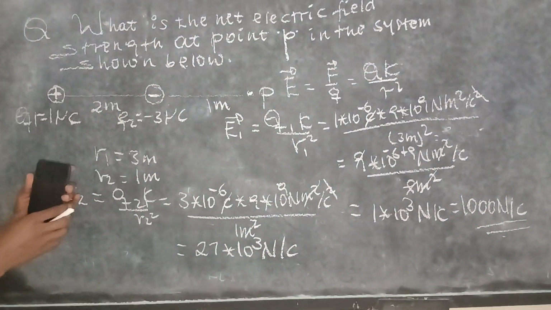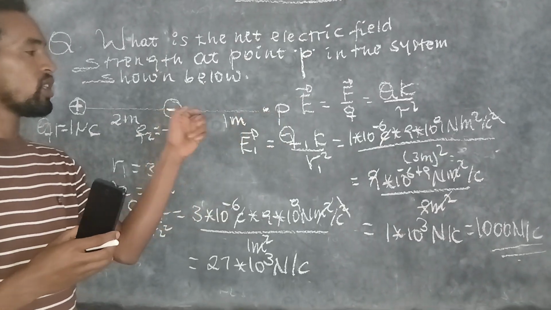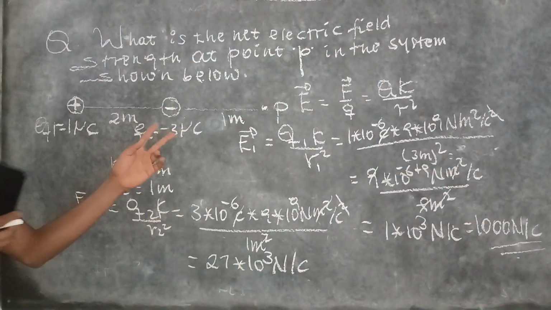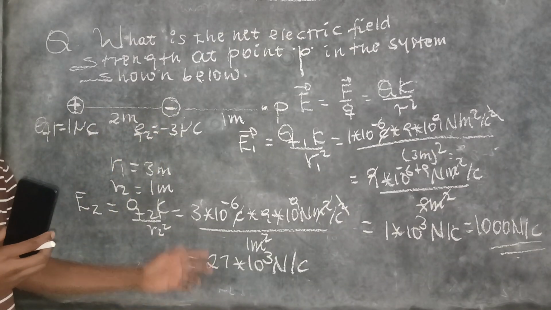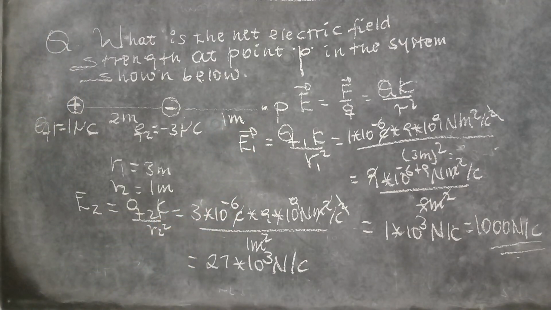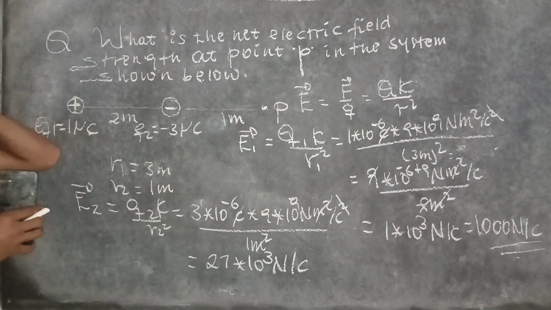You see, the nearer the point is to the charge, the higher the electric field. The electric field will be very great. Again, as the magnitude of the charge increases, the electric field will be greater, whether it is a repulsive or attractive electric field. Now we have the electric field due to charge 2 and charge 1. But since the electric field is a vector quantity, we have to determine its direction.